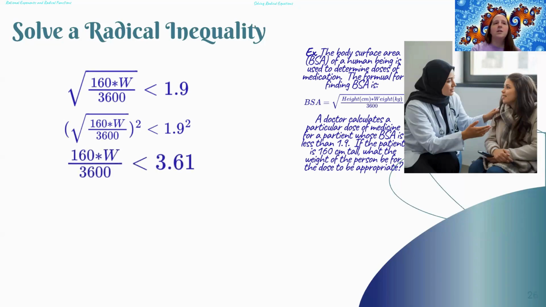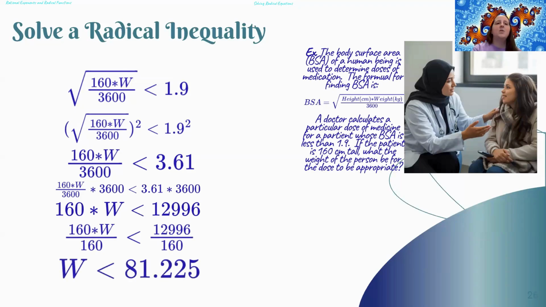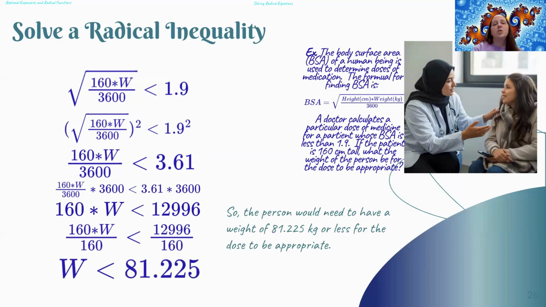160 times W over 3,600 is less than 3.61. I then multiply both sides by 3,600, which gives me 160 times W is less than 12,996. Okay, then I divide both sides by 160, which gives me W is less than 81.225. So the person would need to have a weight of 81.225 kilograms or less for the dose to be appropriate.